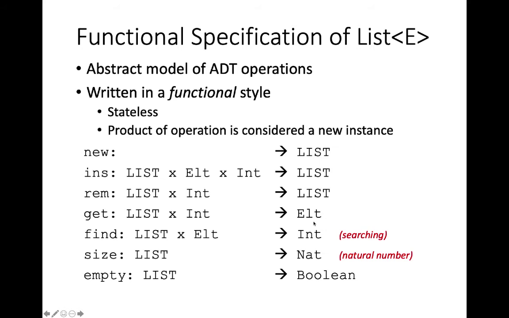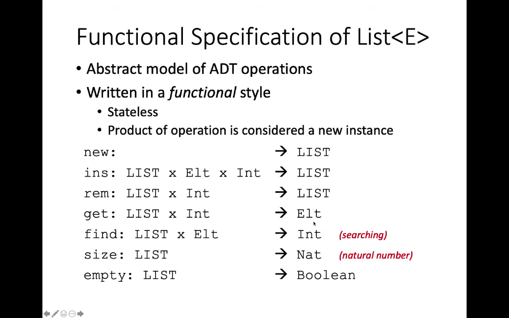The domain of that function is all lists crossed with all possible integers, and the result of that is going to be the range of that function. What it could produce is the element e at that position. Find: let's say I define a find function, which basically says you give me a list and a particular element, and I come back and give you the index, the int, where that element is. And then size says, you give me a list, and I turn that into a natural number. In other words, I'll give you back the size of that list.